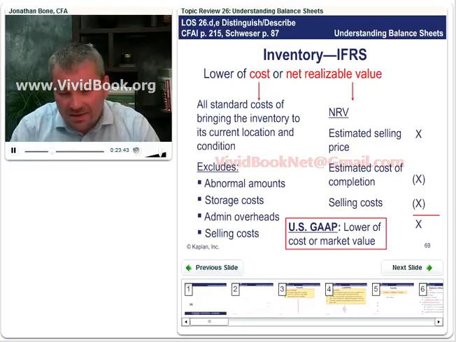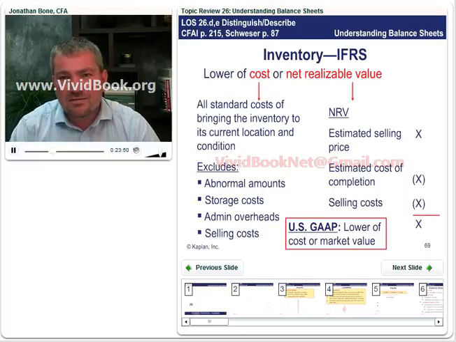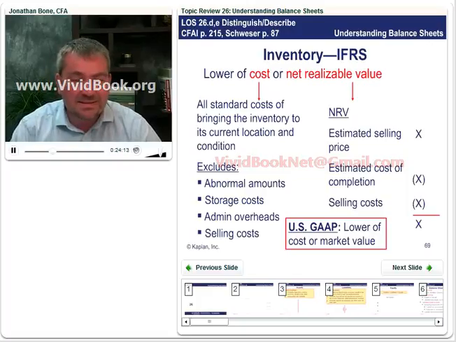It's only the cost of getting that inventory into its finished condition. So it's going to be at the lower of cost and net realizable value. What is net realizable value? Well, let's just think about finished goods for a second, because then we can ignore that second line, estimated cost of completion. Net realizable value for a finished good is the estimated selling price minus any estimated selling costs, i.e. what you think you're going to be able to sell it at, less any costs of completing the sale.